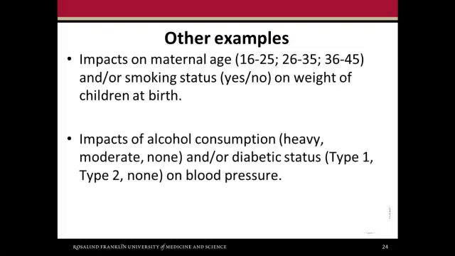Or you could look at something, for instance, the impacts of alcohol consumption. So that's our first factor with 3 different levels, and diabetic status, again with 3 different levels on the response variable of blood pressure. So given these scenarios, you could draw out some diagrams and think about what they would look like if one of the main effects had an influence, if the other one did, and if there was or was not a significant interaction.